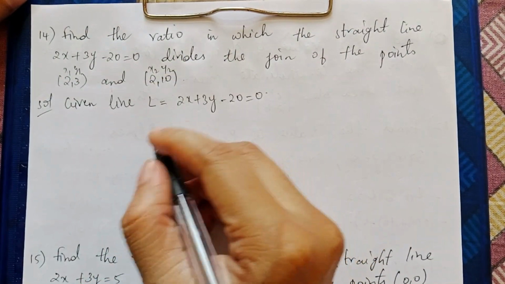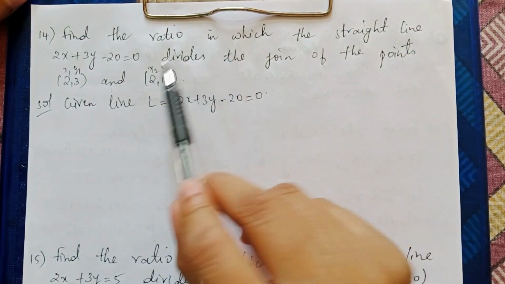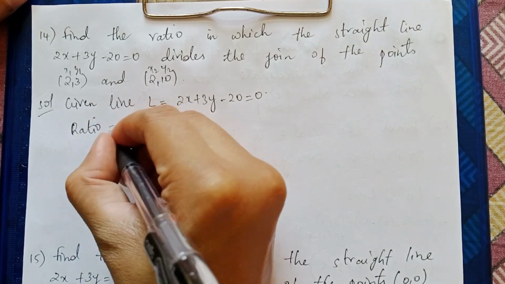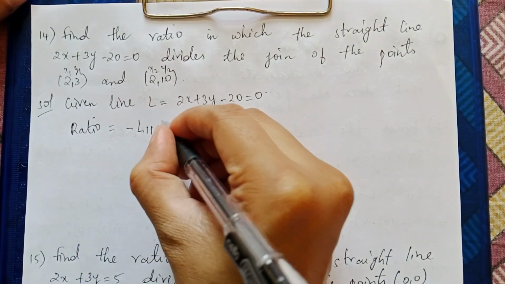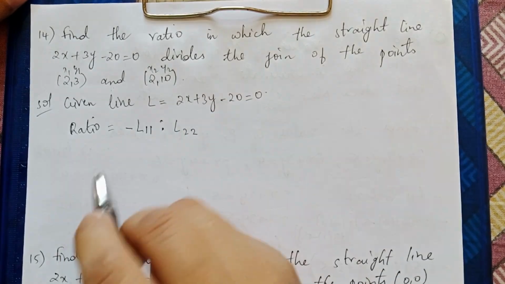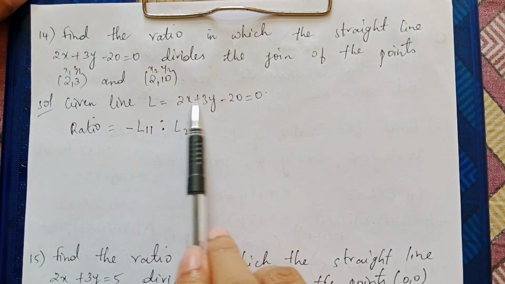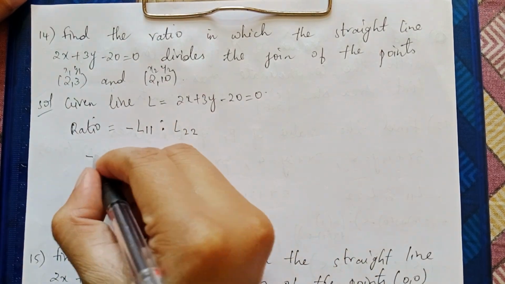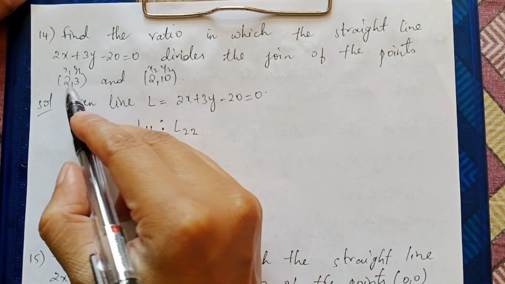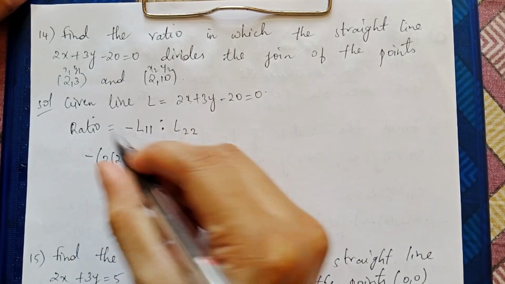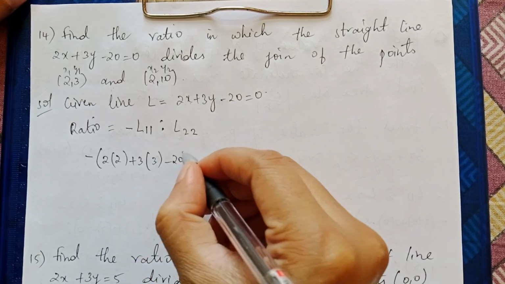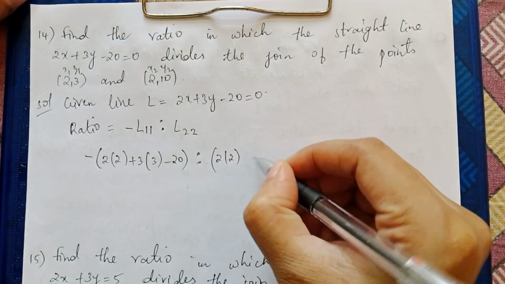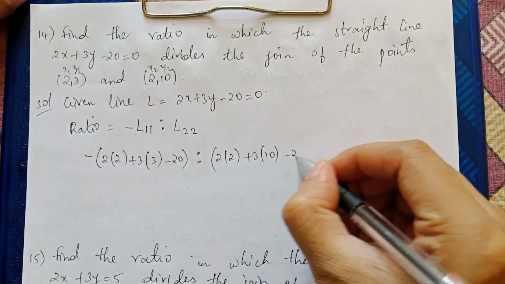Okay, here this point is x1, y1 and this point is x2, y2. So the formula for the ratio in which a line divides the join of two points is given by minus L11 is to L22. So we have to substitute the first point in the given equation, and the second point also in the equation. So it will become negative of 2 into x1 value 2 plus 3 into y1 value 3 minus 20, is to the second point: 2 into 2 plus 3 into 10 minus 20.